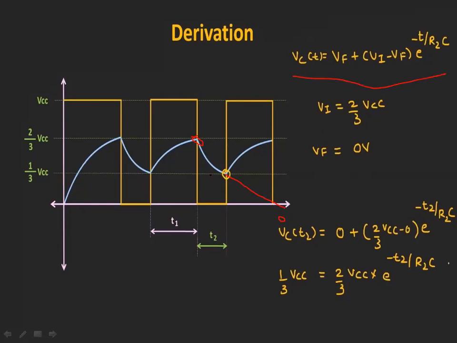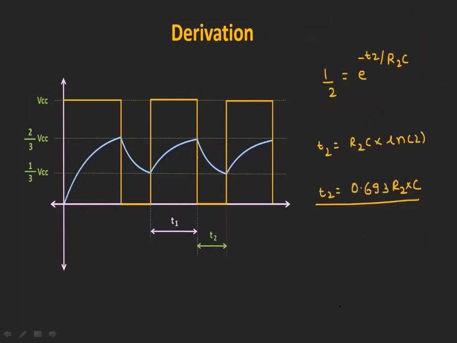So VC of T2, because we are going to consider the T2 time period, is equal to final value 0 plus 2 by 3 VCC minus 0 into E power minus T2 by RC. So by solving this, we get the T2 value, that is equal to 0.693 into R2 into C. So this is how we obtain the time periods for the astable multivibrator, both the T1 value as well as the T2 value. So the total time period T is equal to T1 plus T2, which is 0.693 into R1 plus 2R2 into C.